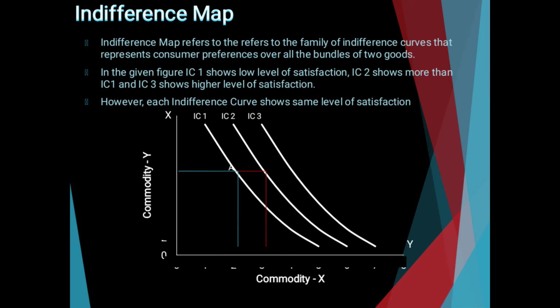Now we will discuss the indifference map. So what is the indifference map? It refers to the family of indifference curves that represents consumer preferences over all the bundles of two goods. In the given figure, IC1 shows a low level of satisfaction, IC2 shows more satisfaction as compared to IC1, and IC3 shows a higher level of satisfaction. However, each indifference curve shows the same level of satisfaction along itself, so we can say that a higher indifference curve represents a higher level of satisfaction.